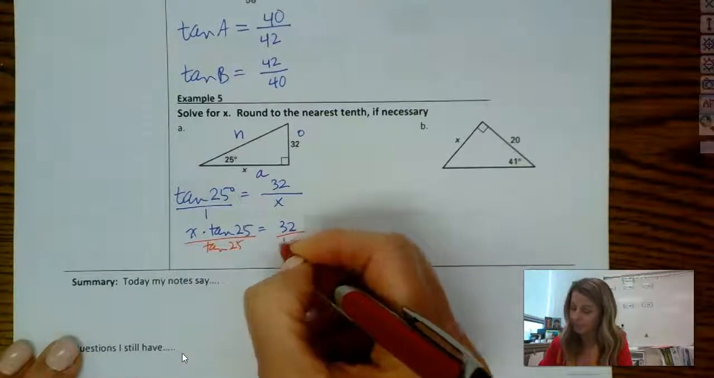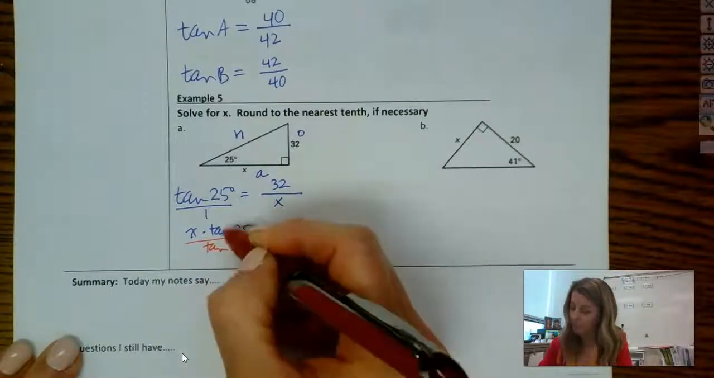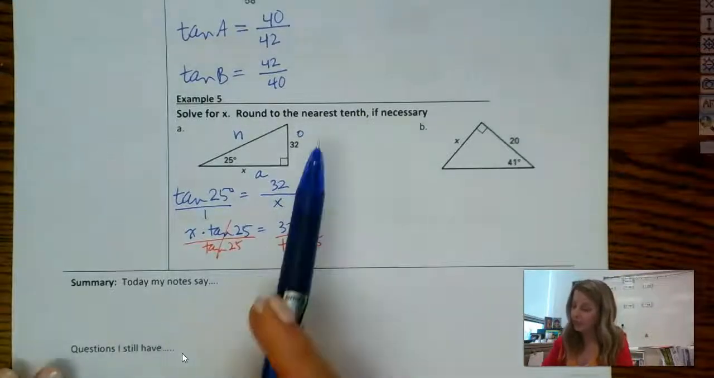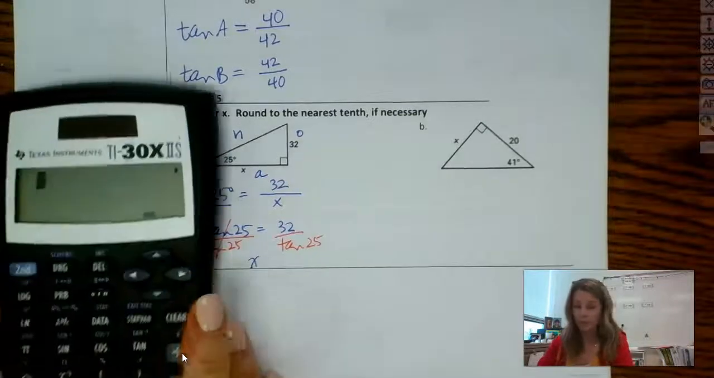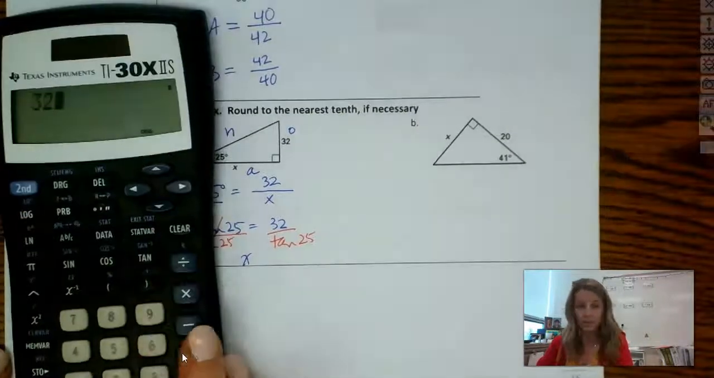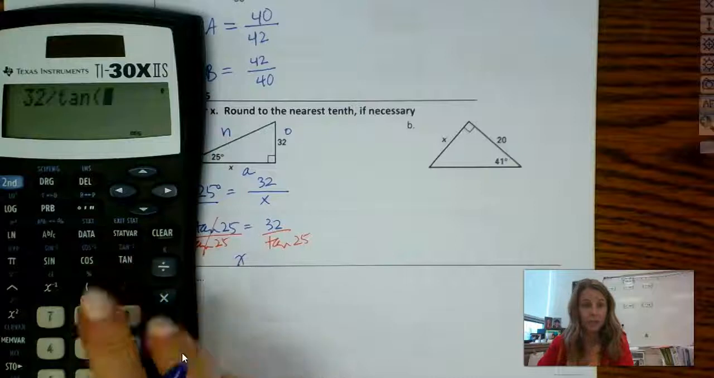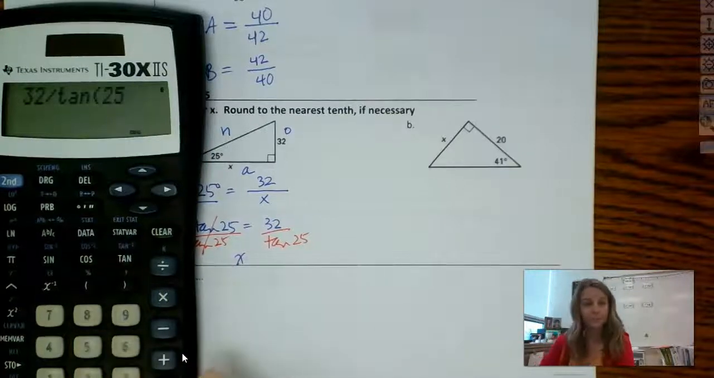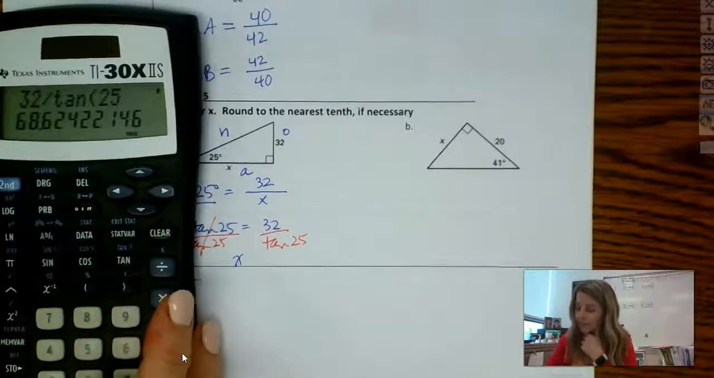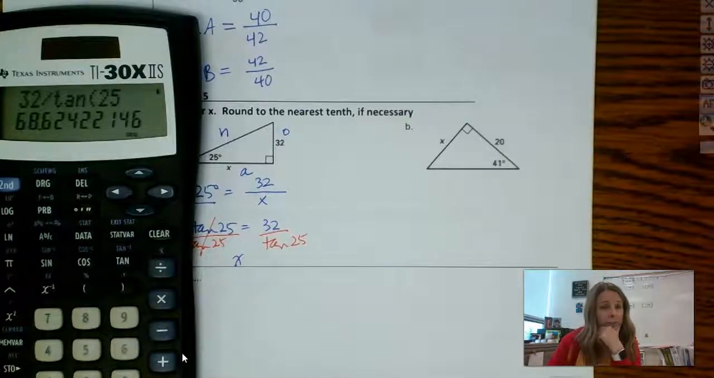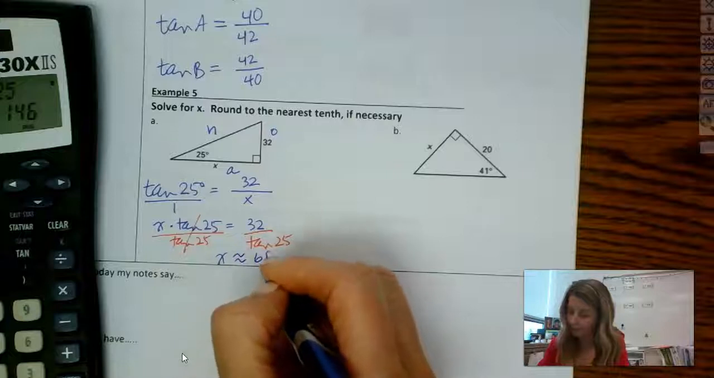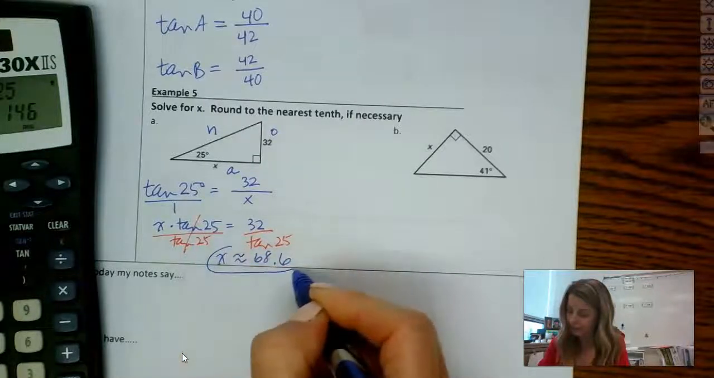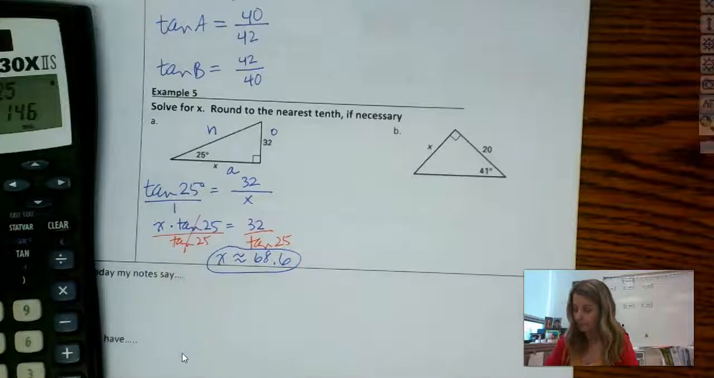Tangents are canceling. Round to the nearest tenth when necessary. So I'm going to do 32 divided by tangent of 25. So I get about 68.6. Approximately 68.6. Okay. Try the last one.